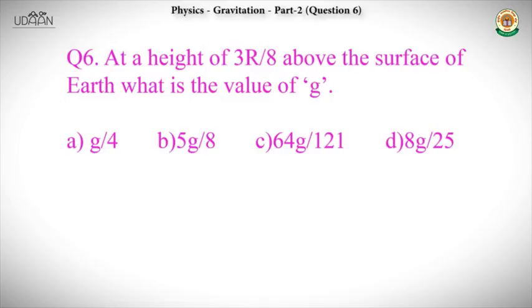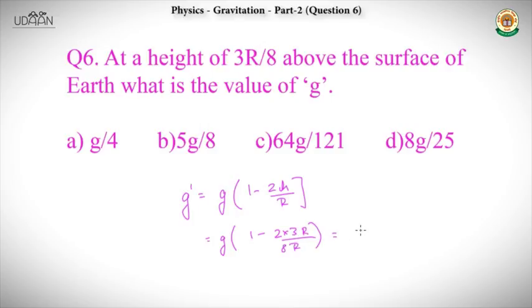Question number 6 for you is: at a height of 3R/8, where R is the radius of Earth, above the surface of Earth, what is the value of g? So in this question everyone knows the formula: g' = g(1 - 2h/R). It's a very simple question, just put in the value of h from here. g(1 - 2 × 3R/(8R)).